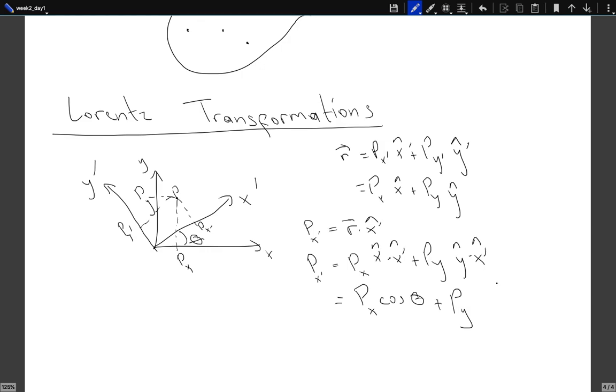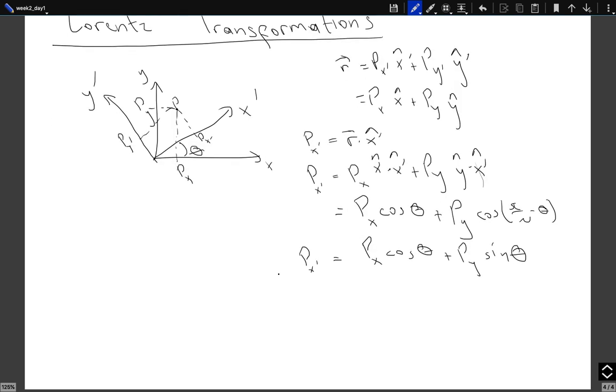Well, these are vectors with unit norm, so y hat dot x prime is just the cosine of the angle between the two, so it's cosine pi over 2 minus theta. So Px prime is Px cosine theta plus Py sine theta. And if you like, you can also calculate Py prime, which will turn out to be minus Px sine theta plus Py cosine theta.